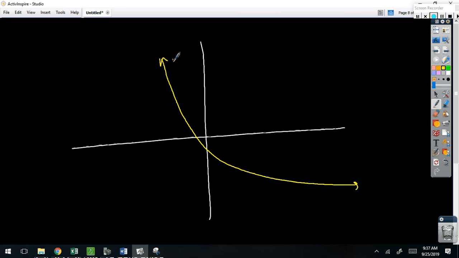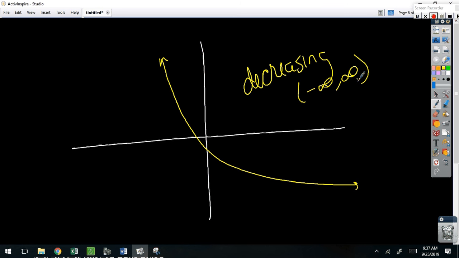Decreasing where? It's always decreasing. It's decreasing from negative infinity to infinity. No, you'd still say from negative infinity to infinity. Look at this one.